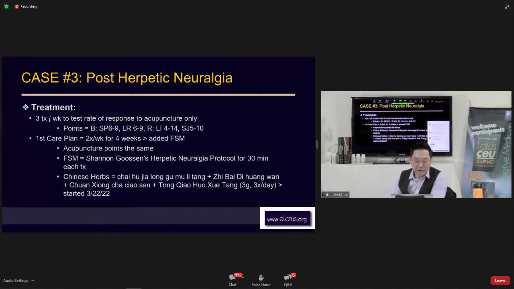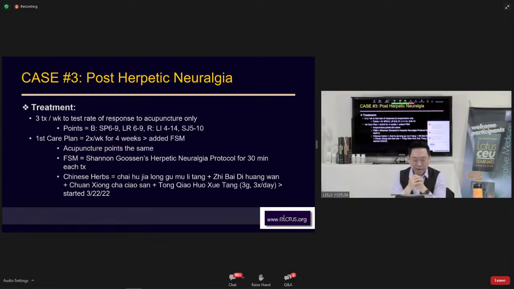Treatment. We did 3 treatments in 1 week, so we did 3 treatments to test his rate of response to acupuncture only. We use these points in the area of these points: spleen 6 to 9, liver 6 to 9 on both bilateral legs, and the right hand, large intestine 4 to 14, and sanjiao 5 to 10. Okay.